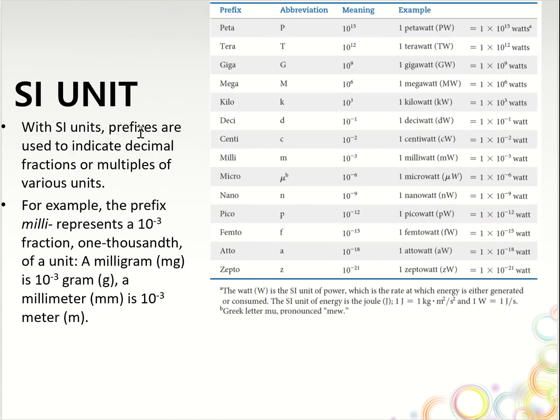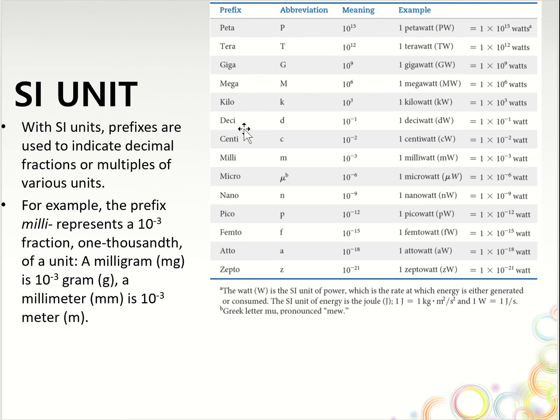With SI units, we see several prefixes, and they're used to indicate decimal fractions or multiples of various units. For example, you will see milli, in the table here, abbreviation m, and it means 10 to the minus 3. So milli represents a 10 to the minus 3 fraction, that's 1,000th of a unit. If you see milligram, we're talking about 10 to the minus 3 grams. Therefore, if you see millimeter, we're talking about 10 to the minus 3 meters.